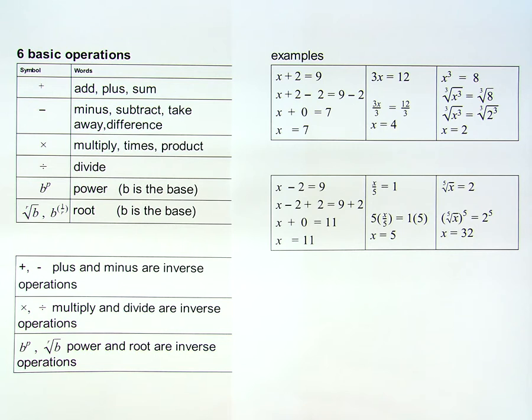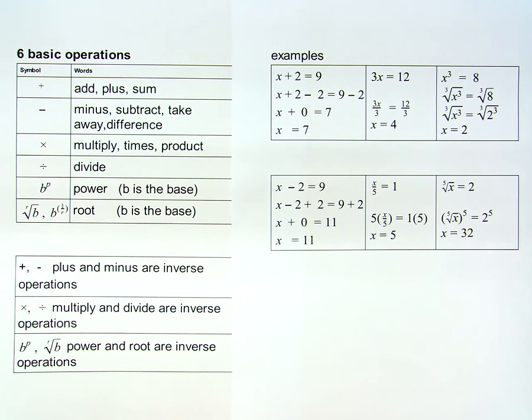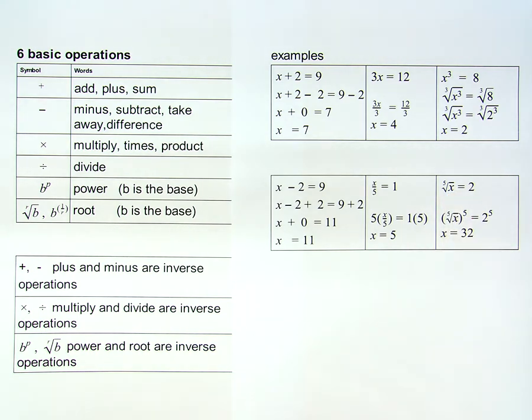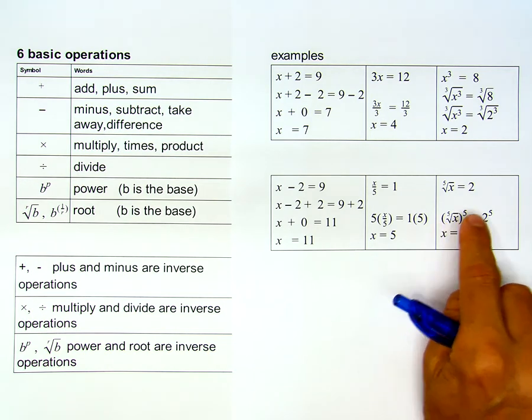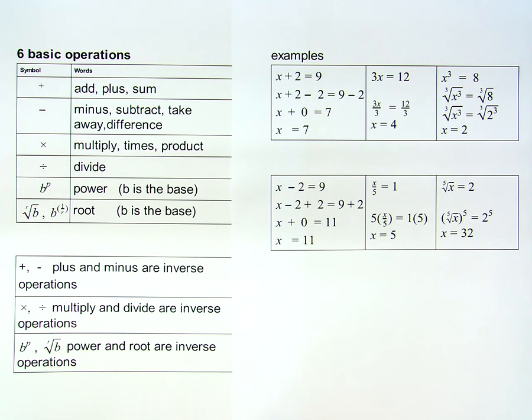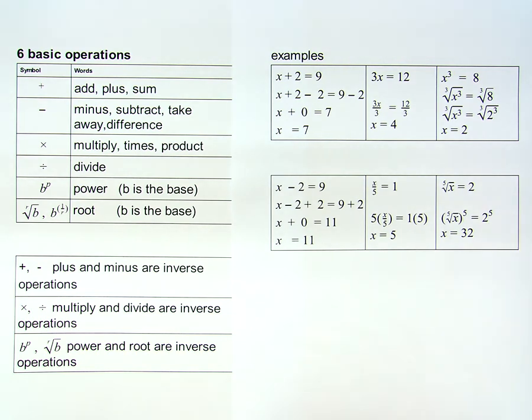And in this last example, I start with a root of 5. The base is x, and 5 is the root. So the opposite of root, the inverse of root, is power. So I use power 5. This root 5 and this power 5 will cancel. And if I take 2 and multiply it 5 times, 2 times 2 times 2 times 2 times 2, that equals 32.